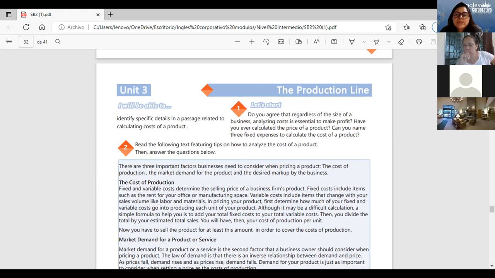Do you agree that regardless of the size of a business, analyzing cost is essential to make profit. Okay, that it doesn't matter if the business is big or small. It is always necessary to analyze the cost to make profit. Remember, profit, ganancia, right? So it is always important to analyze the cost independently of having a big business or a small business. What does regardless mean? Regardless es como a pesar de. The size of business. Okay.